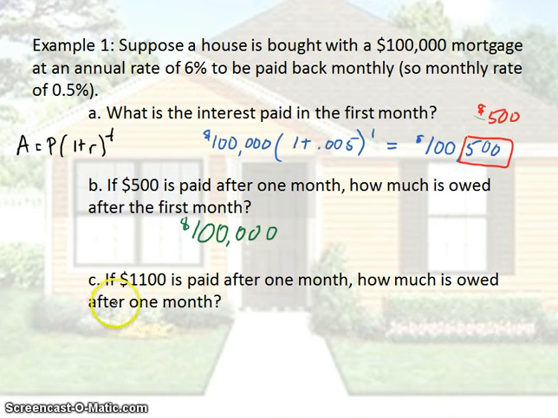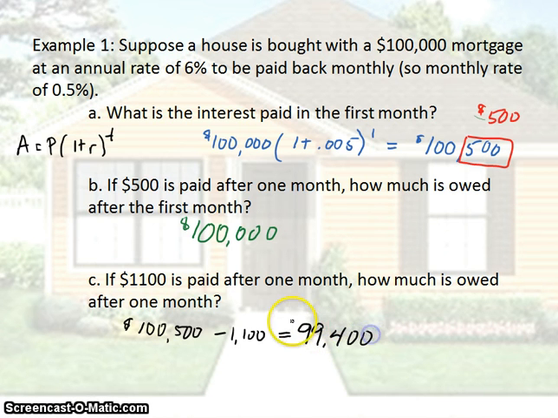So after 1 month, adding up our loan plus our interest, we have $100,500, and then we're going to take away $1,100. So essentially we're paying off $600. We've had $500 in interest cost, and paid off $1,100. So that would leave our total loan amount after the first month at $99,400.